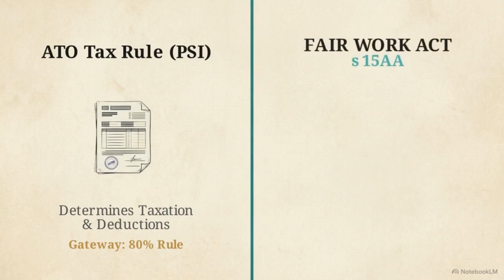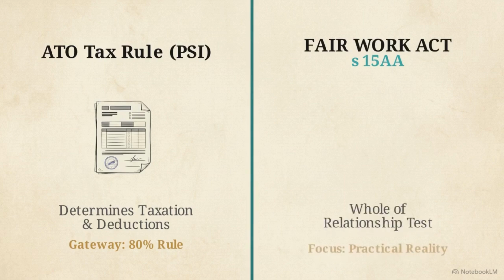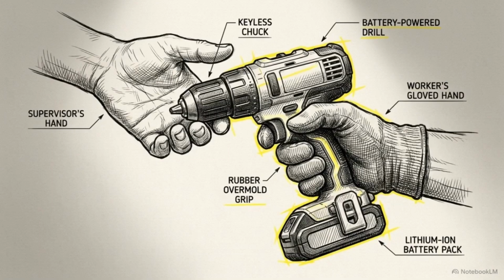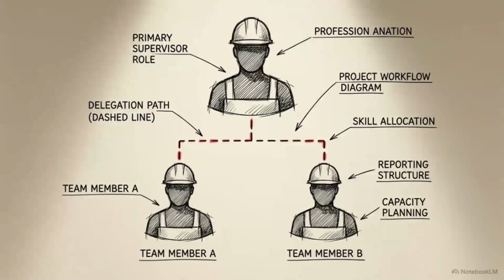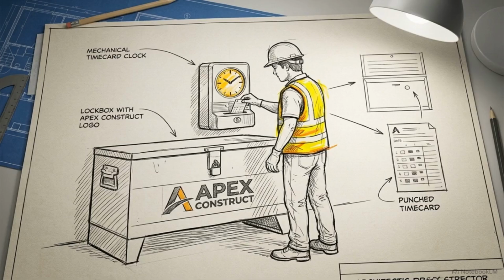For employment status, the Fair Work Ombudsman uses the Section 15AA Whole of Relationship test, examining the practical reality. The test asks, who provides tools? Who sets the work hours? Can the worker legally subcontract? If the relationship functions like employment, calling the worker a subbie is sham contracting.